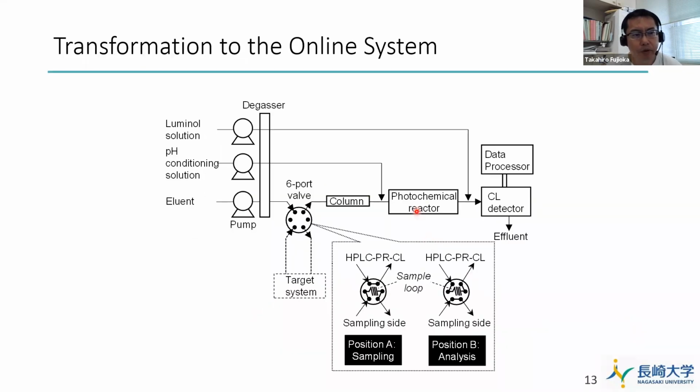So we converted that system to an online system by installing a so-called 6-port valve, where we can change the sampling mode to the analysis mode, and we can preset the time, so that every 20 minutes the system takes a sample, and the system continuously runs.